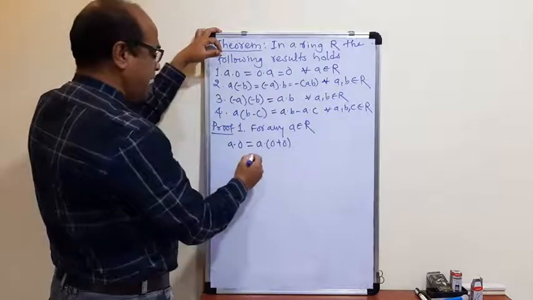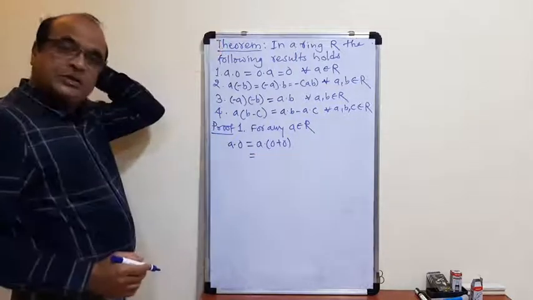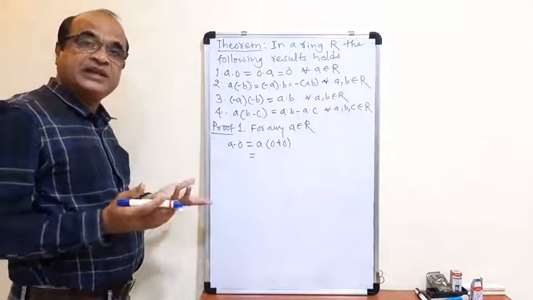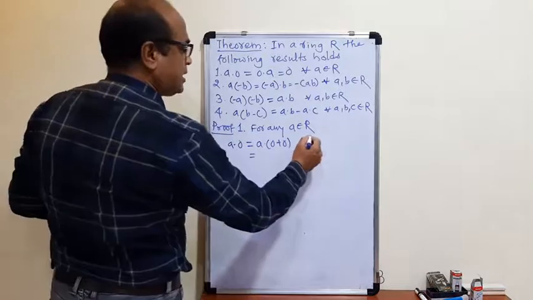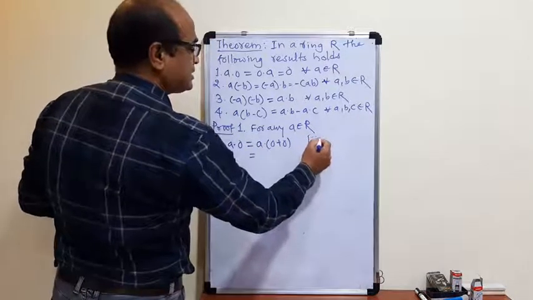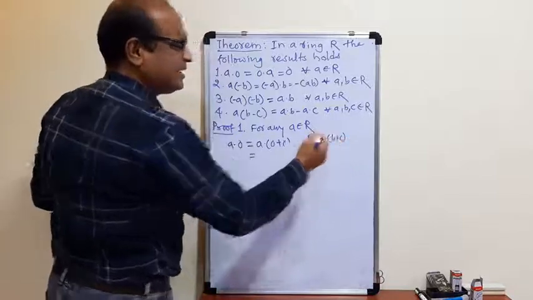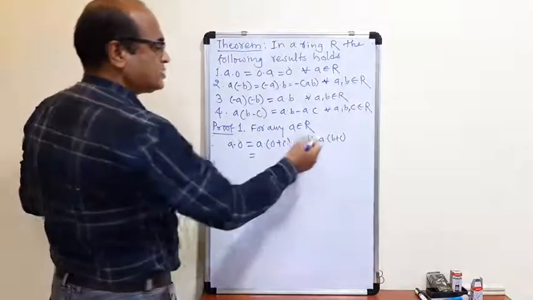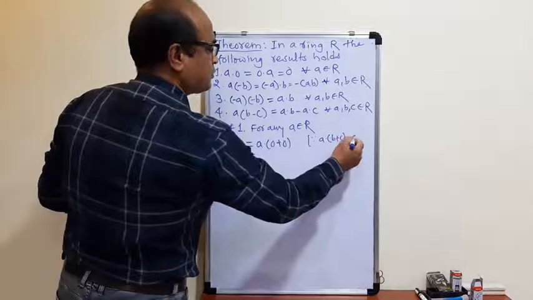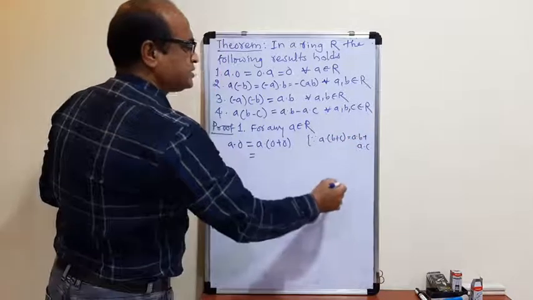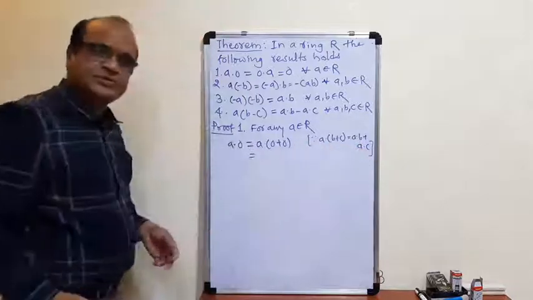So this can be written as A into (B plus C) is equal to A into B plus A into C. What is the property here? The distributive law, just as we studied in the definition of a ring. A into (B plus C) is equal to A into B plus A into C. So this is the left distributive law here.